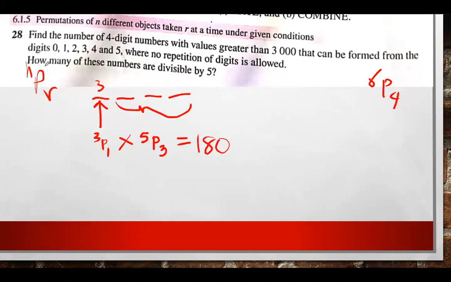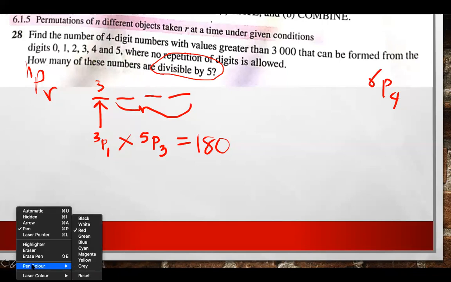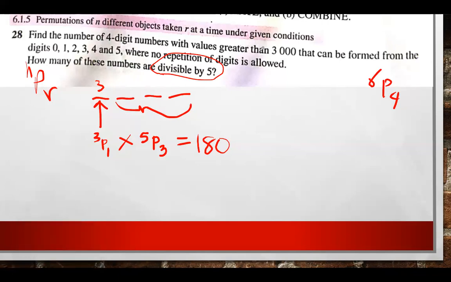Okay, so this next condition: how many of these numbers are divisible by 5? Divisible by 5 means can be divided by 5. So this is where all the logical thinking comes in. I'm going to change color. We still have the same 4 numbers, but this one over here can only be 3, 4, and 5. Okay, this is the problem. It can only be 3, 4, and 5.